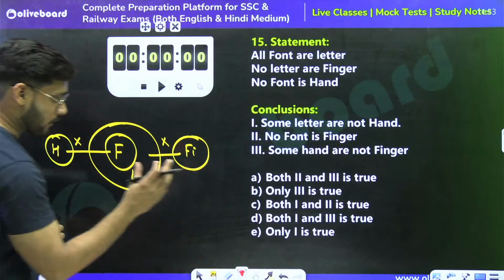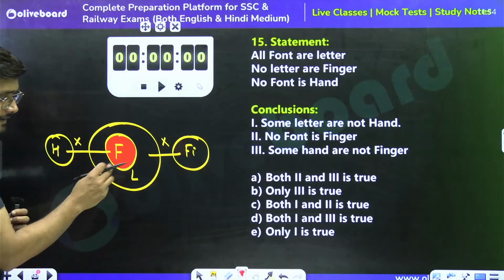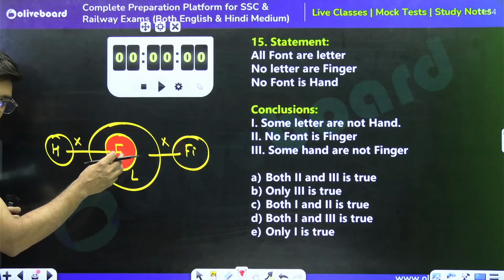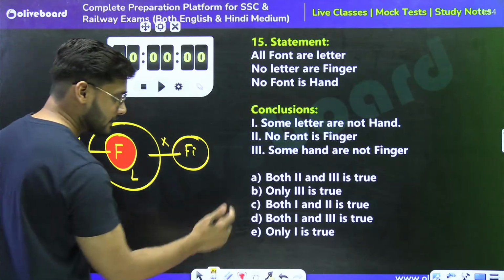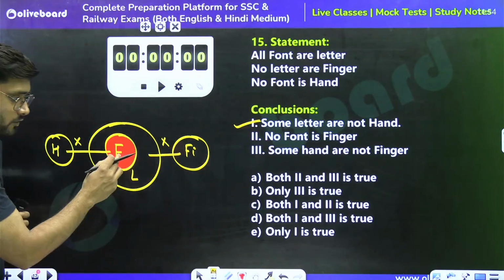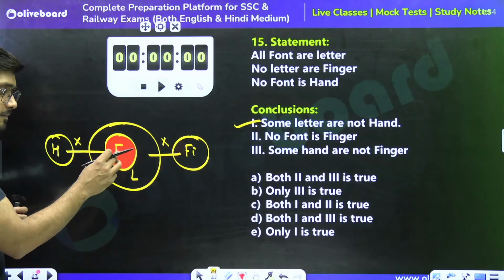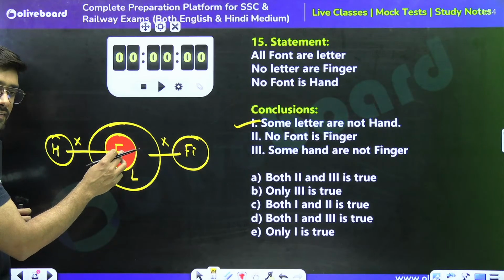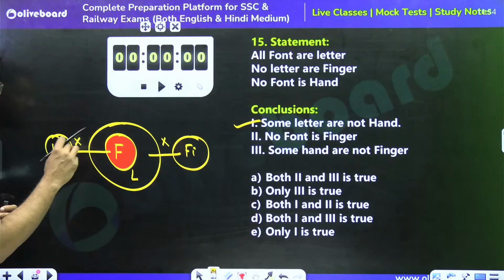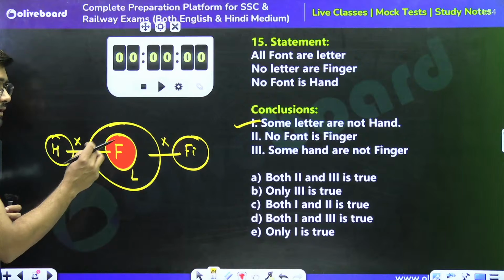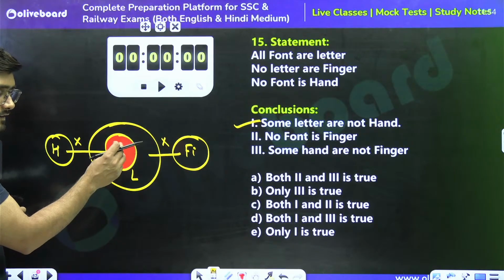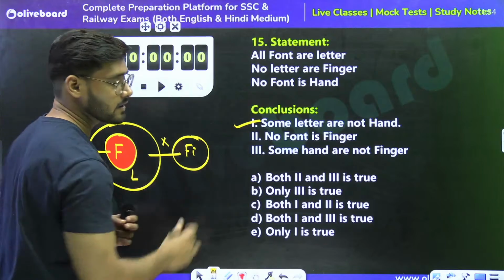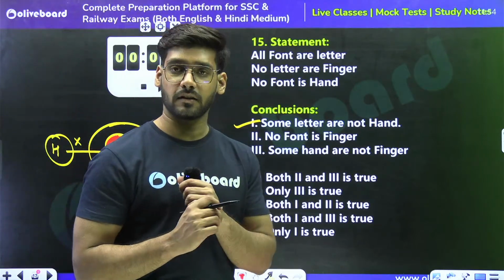Which of the following letters are not hand? These letters which I have colored red are the portion of letter which are not hand, right? So conclusion one is true. Why are they not hand? Because this part of letter is captured by font, and font does not have any relation with hand. So this part of font which is coming inside letter does not have any relation with hand. First conclusion is right.